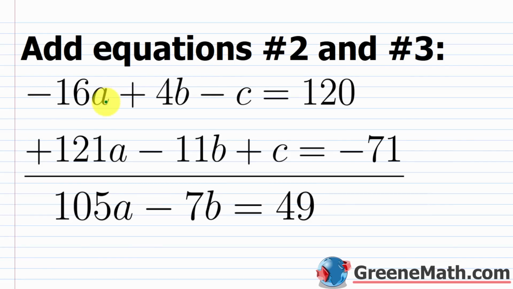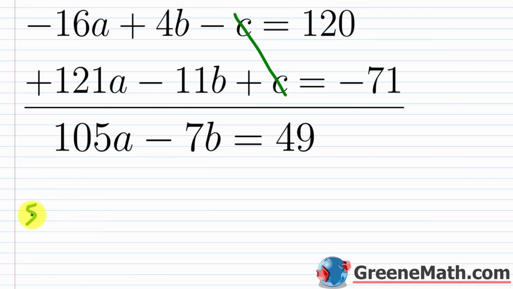So negative 16a plus 121a, that's going to give me 105a. Then 4b minus 11b, that's negative 7b. Then negative c plus c, that's going to cancel. And then on the right side of the equal sign, 120 minus 71, that's going to be 49. So again, I'm going to go ahead and simplify this. Let's divide everything by 7. And let's see where that puts us.